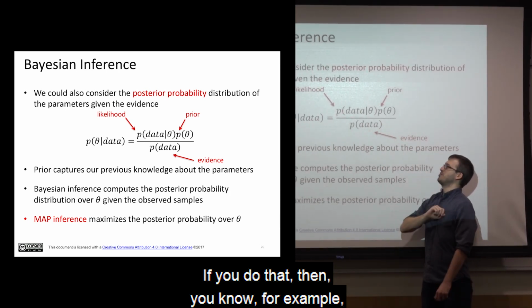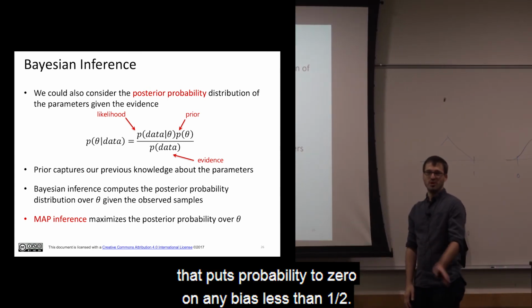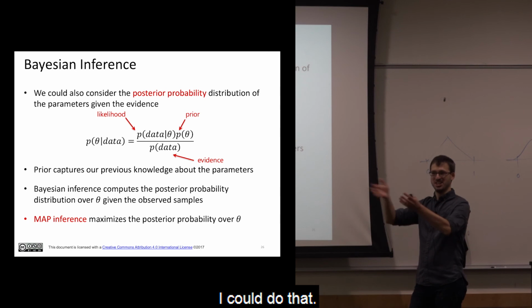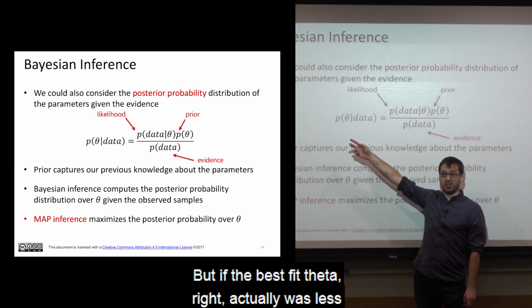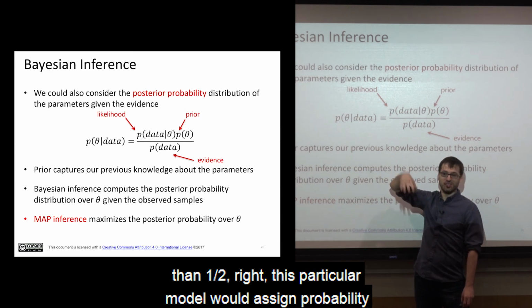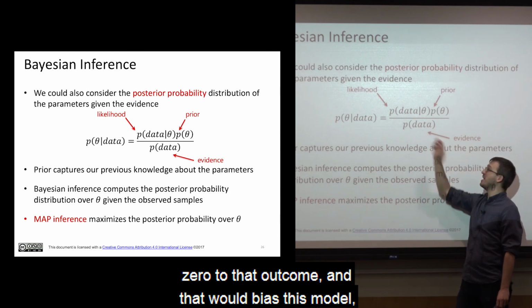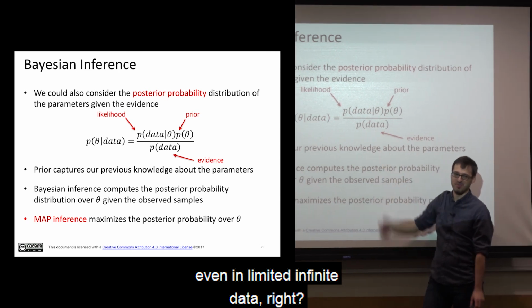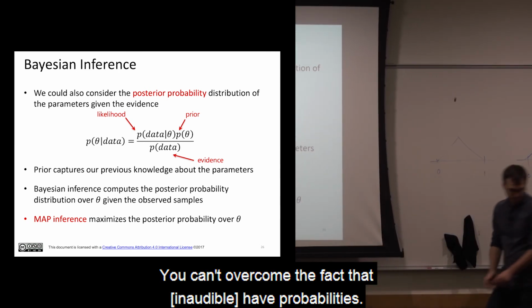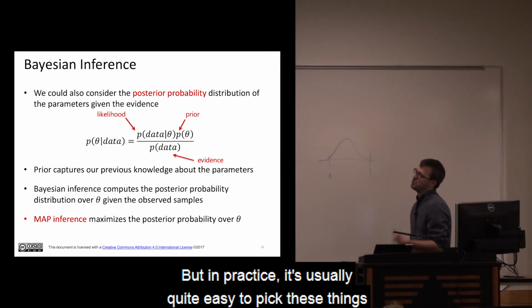For example, let's say in the coin flipping task, I pick a prior probability distribution that puts probability 0 on any bias less than 1/2. I can do that. That's a reasonable thing, and it's uniform elsewhere. But if the best fit theta actually was less than 1/2, this particular model would assign probability 0 to that outcome, and that would bias this model, even in the limit of infinite data. You can't overcome the fact that you think things have probability 0. So there is some nuance here, but in practice, it's usually quite easy to pick these things in some reasonable way.